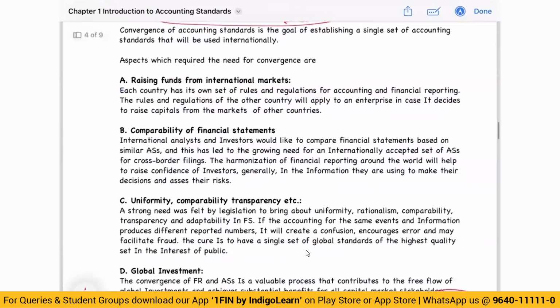Now the need comes because first, we are raising funds from international markets. Companies these days are raising funds from international markets. Each country has a different way of preparing financial statements.